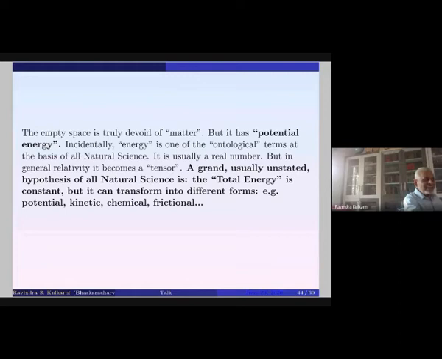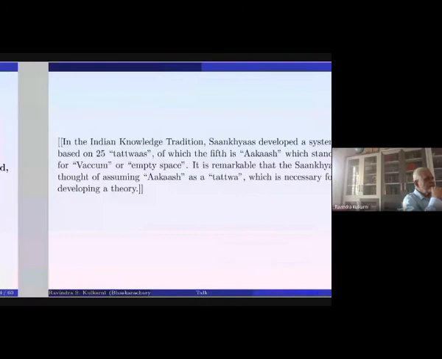Incidentally, energy is one ontological term at the basis of all natural science. It is usually a real number, but in general relativity, it becomes a tensor. And a grand, usually unstated hypothesis of all natural science is that total energy is constant, but it can transform into different forms: potential, kinetic, chemical, frictional, etc. This is again very interesting to think about.